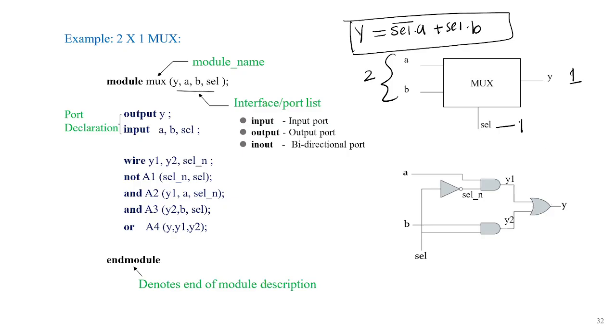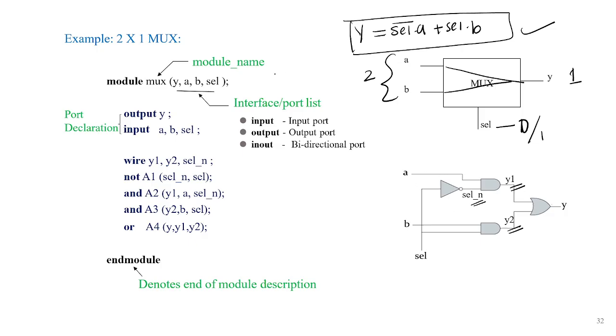When the selection line equals 0, which is connected? A is connected. When the selection line equals 1, which is connected? B is connected. So this one I am writing with gate level modeling, which means you implement this diagram with logic gates. Here I need to declare 3 wires: select_n, y1 and y2. The inputs are A, B, select and Y.